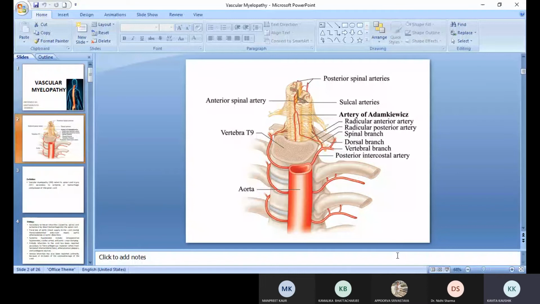This is the blood supply of the spinal cord, which is supplied by the aortic and vertebral arteries both.